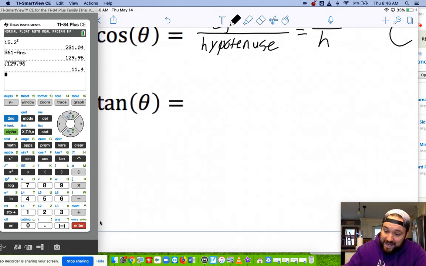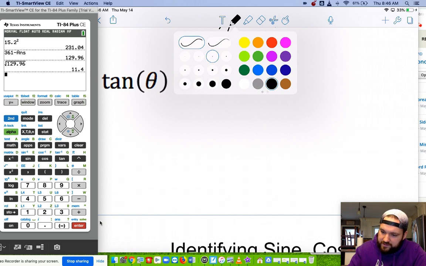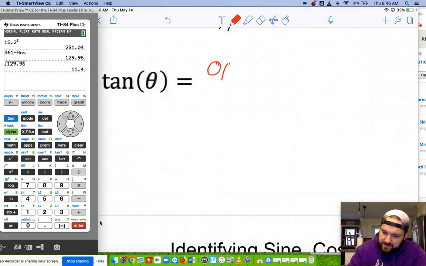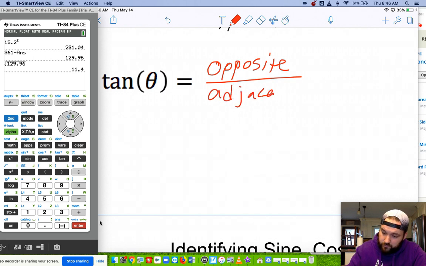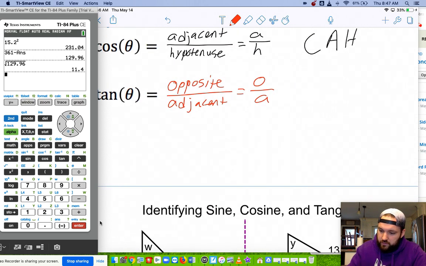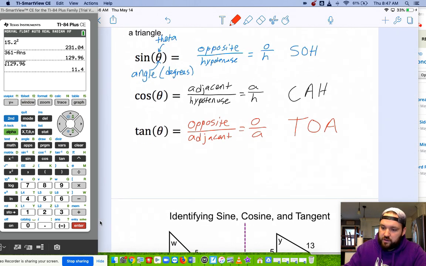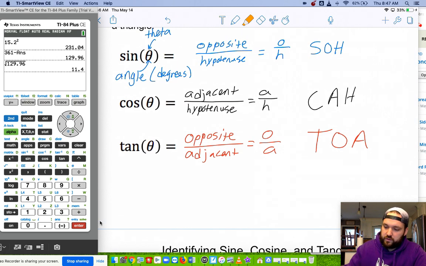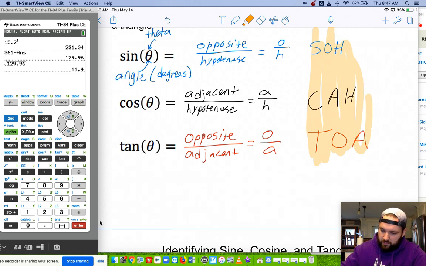And then finally, tangent. The tangent of an angle is defined as the length of the opposite leg divided by the length of the adjacent leg, which again is shortened to O divided by A, which gives me TOA: tangent, opposite, adjacent. So you've almost certainly heard SOHCAHTOA before. It's just a way to remember which letters go with sine, cosine, tangent.